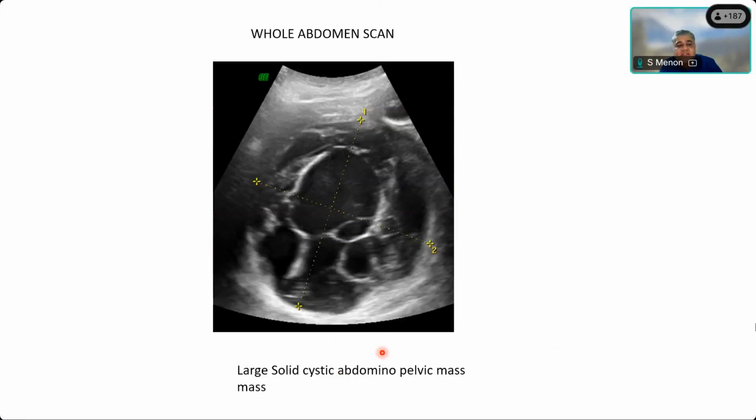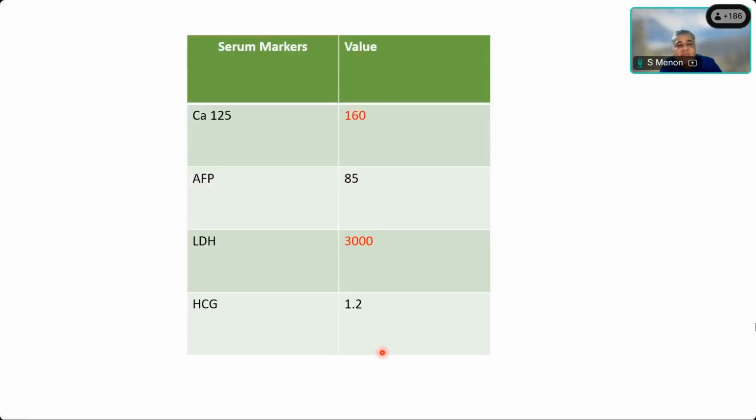So this is an ultrasound showing a large solid cystic abdominopelvic mass. You can see the septa very nicely in this scan. CA125 was 160. The LDH was 3000. So what does LDH signify? Any significance to LDH? AFP was 85. Beta HCG was normal. Somebody said choriocarcinoma. So choriocarcinoma is out with this beta HCG, almost out.